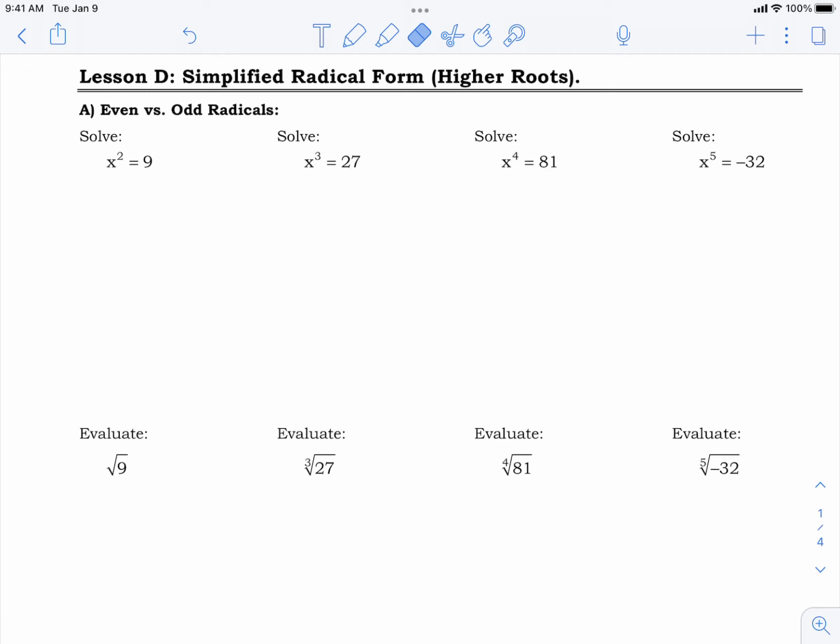Welcome to Lesson D, Simplified Radical Form. Does that feel like deja vu? Yeah, we were just playing with simplified radical form in Lesson C, right?